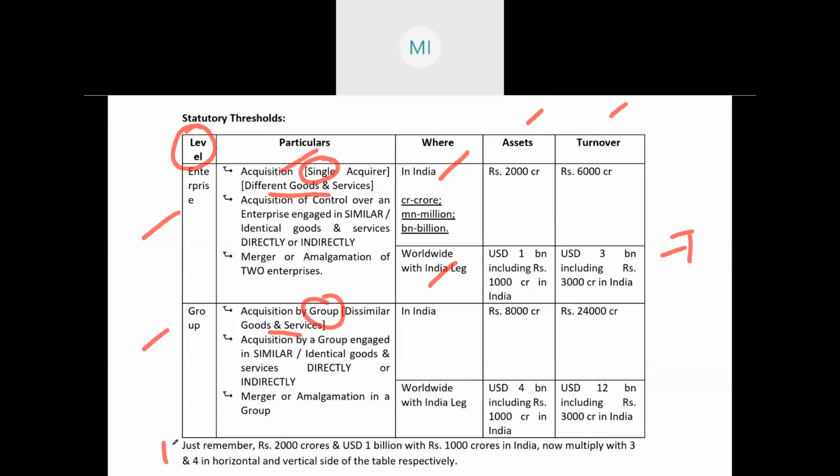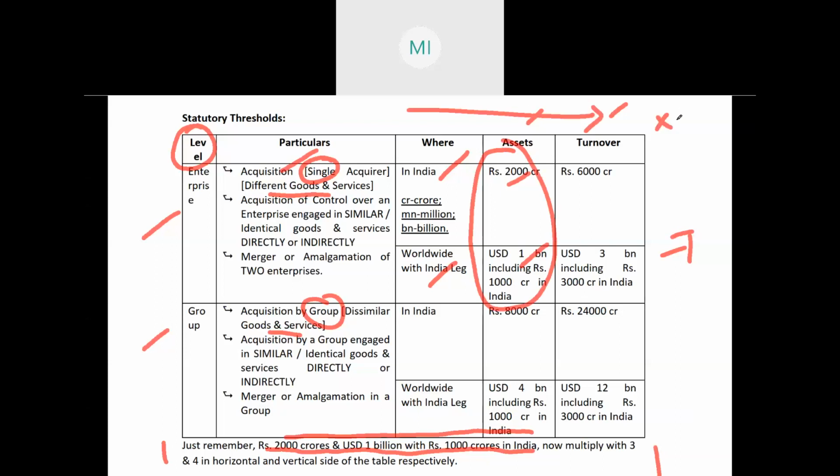So just see this last line. You only have to remember these two figures: 2,000 crores here, and USD 1 billion with 1,000 crores in India. Total USD 1 billion with 1,000 crores in India. If you just remember this, then you have to multiply by 3 towards this side, and multiply by 4 towards the other side. Yeah, 2 3s are 6, 1 billion into 3 is 3 billion, 1,000 into 3 is 3,000.